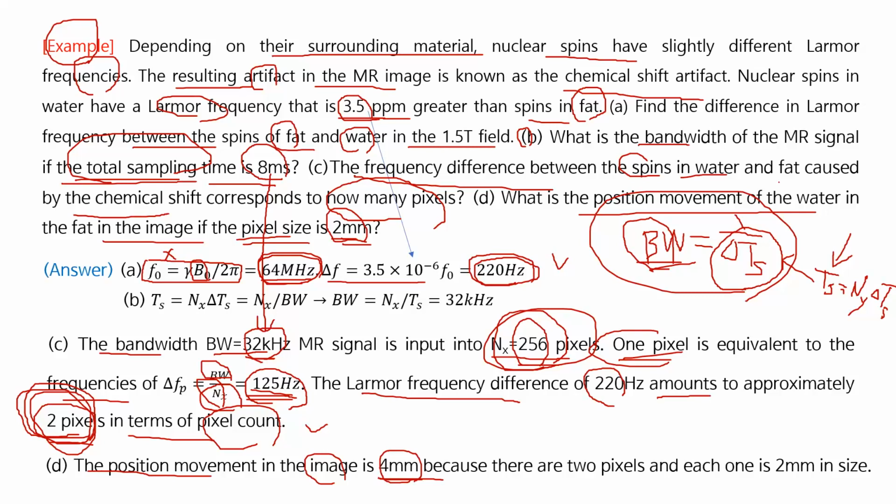Okay, so there are 2 pixels, and each pixel has a size of 2 millimeter. So 2 pixels correspond to 4 millimeter. So the position movement in the image is 4 millimeter. Okay.